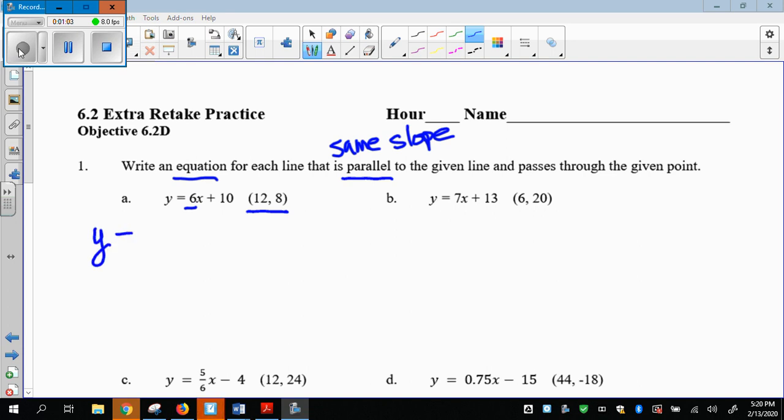And in point slope form, we would have y minus 8. I got that 8 from right there, that y. And then my slope needs to be 6 to be parallel, and then x minus 12.